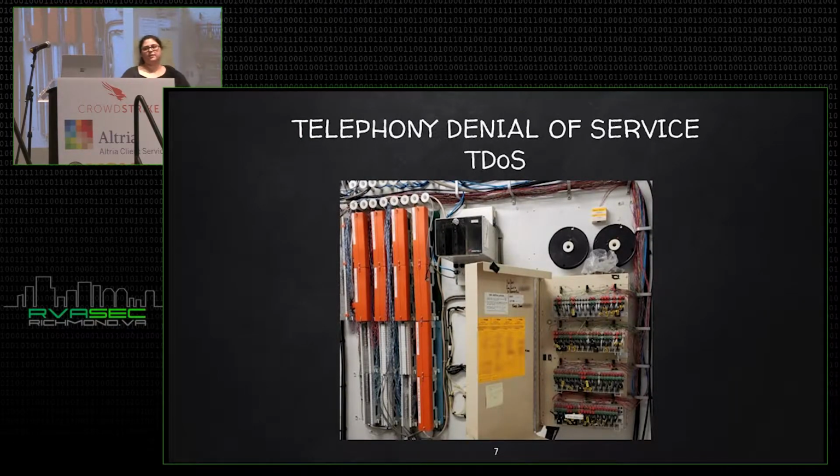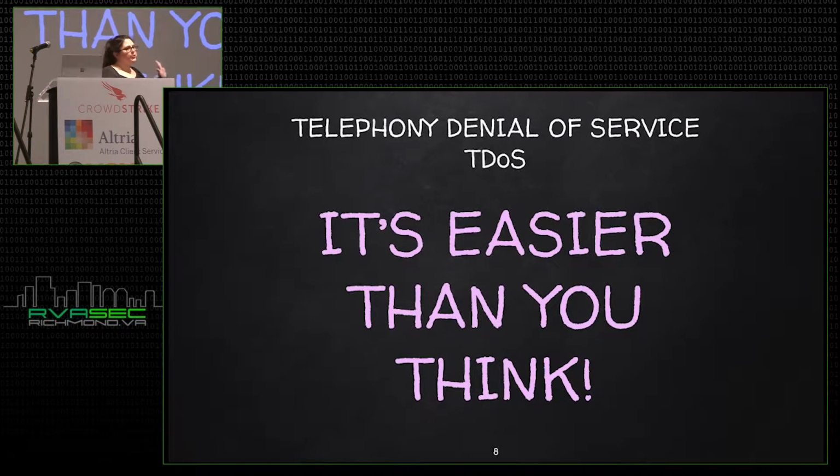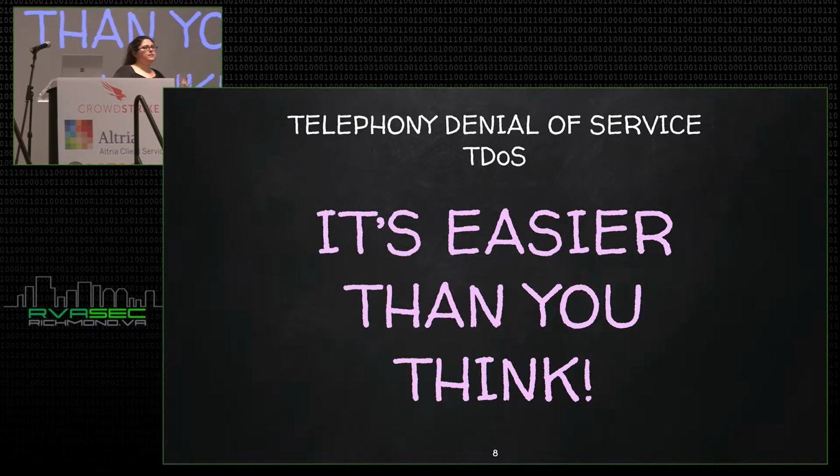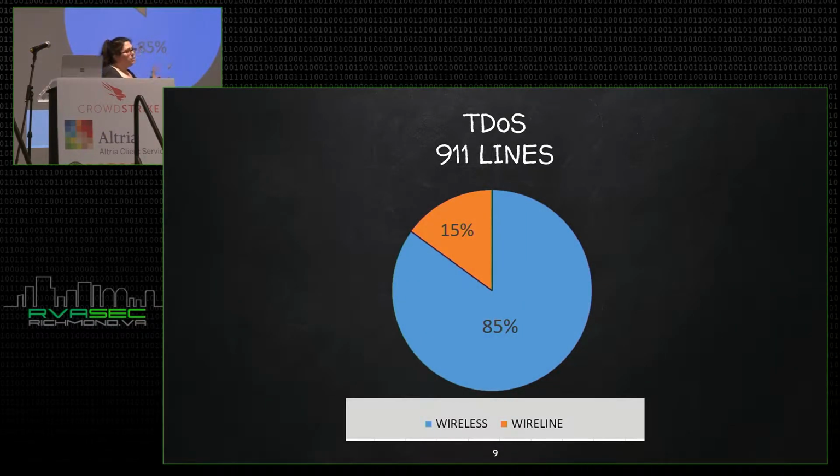So the first thing I want to talk about is telephony denial of service attacks. It is way easier than you think to do. And I'm going to give my center as an example. We have 4 wireless lines, 8 wireline lines. And so if an event happens and 5 people call up with a cell phone, the last one will get a busy signal. It doesn't go anywhere else. It's a busy signal. And why is this important? Because on our 911 lines, this is 2018 statistics, 15% of our calls came from a landline.